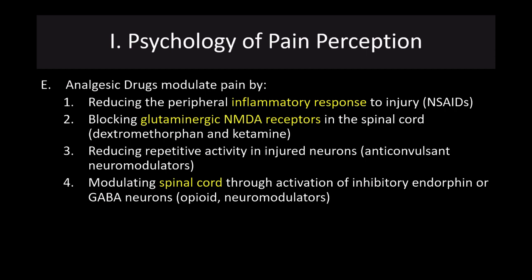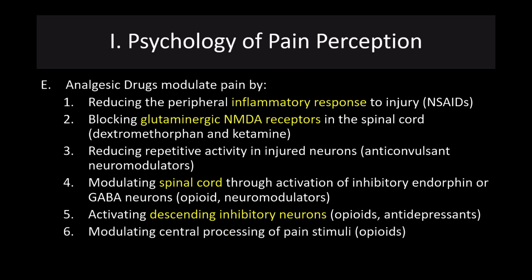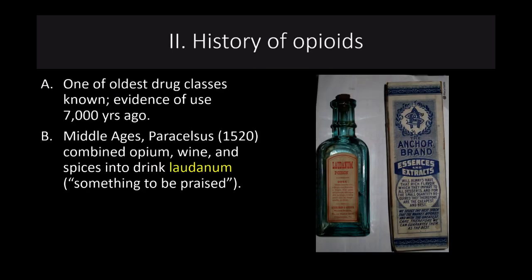Also potentially modulating the spinal cord through activation of inhibitory endorphin or GABA neurons. This is done through opioids or neuromodulators. The descending inhibitory neurons are primarily influenced by opioids and antidepressants, and then the central processing of pain is primarily handled by opioids. So there are a variety of different ways in which we can try to manage pain and modulate pain by affecting each of these different parts of the nervous system. That gets us to opioids.